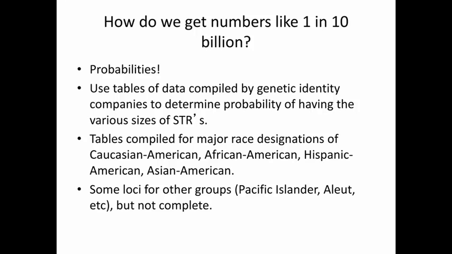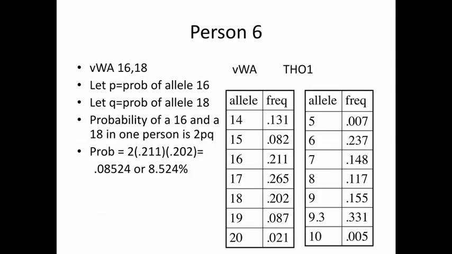So here's an example. Let's just say it's Caucasian American probabilities. And we already said that person number 6 at VWA was a 16-18. So the probability of being a 16 is 0.211. 21% of the people have at least one 16 in their genome, 16 repeats. And 20.2% of the people have at least one 18 in their genome. But the probability of being both a 16 and an 18 is statistics. So 2 times the probability of the first times the probability of the second.